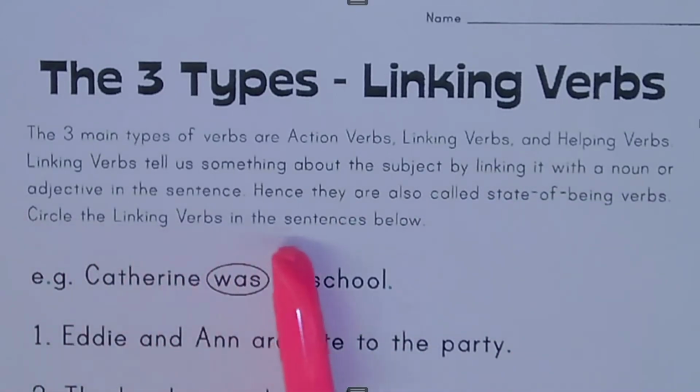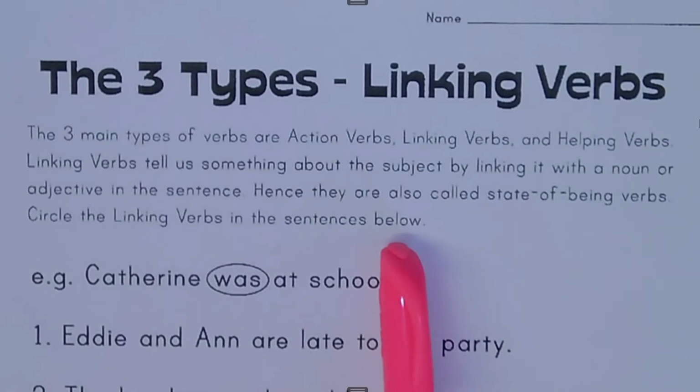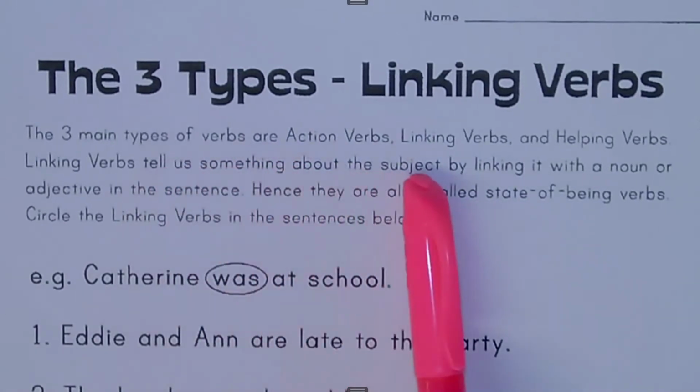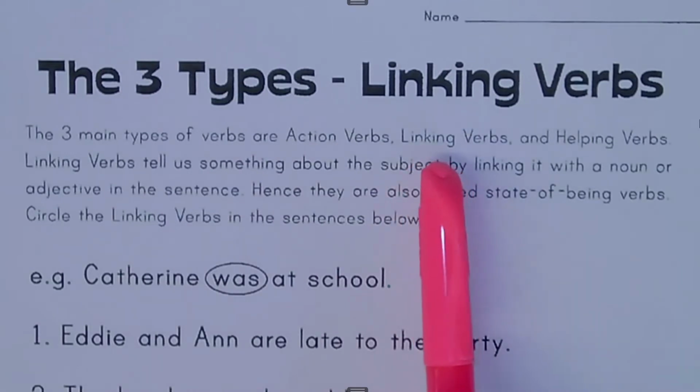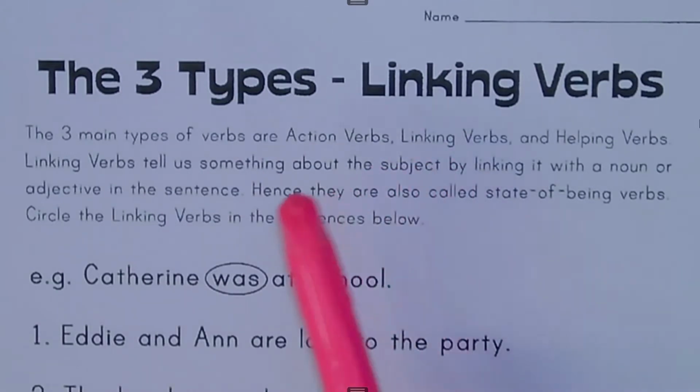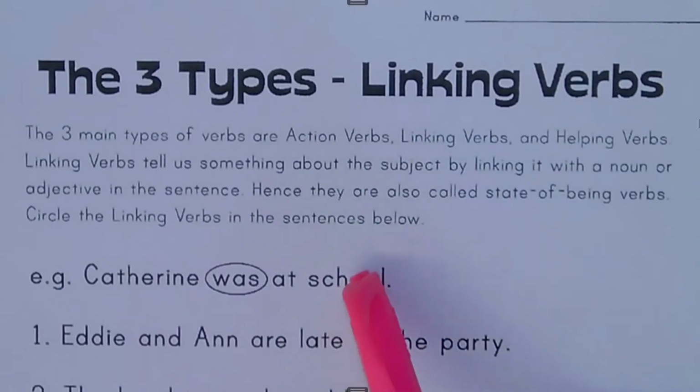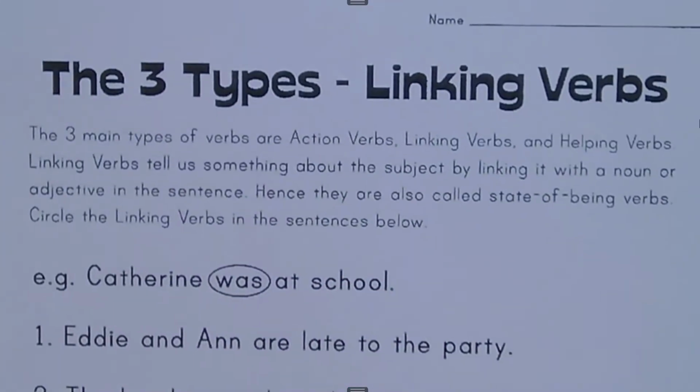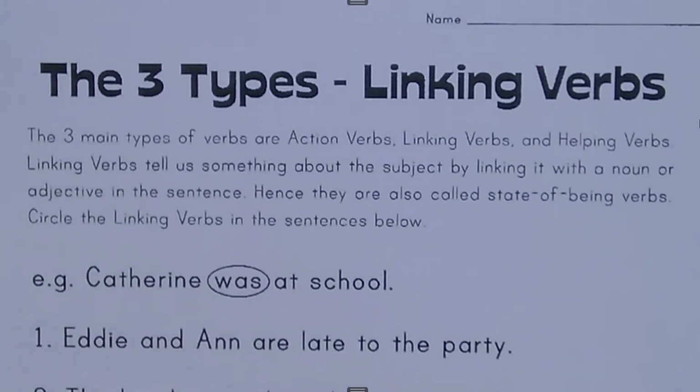Circle the linking verbs in the sentences below. We're actually going to do more than just circle the linking verbs, okay? Because it's telling us something about the subject, and it's linking the subject to either a noun or an adjective to tell us the state of being of that subject. So we're going to find the subject, then we're going to find the linking verb.